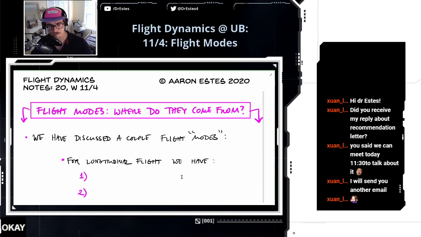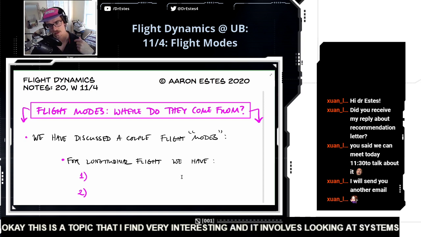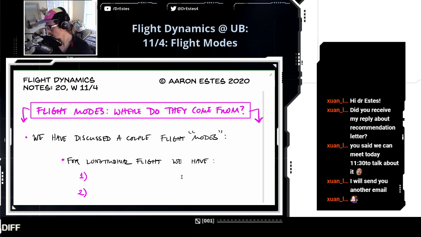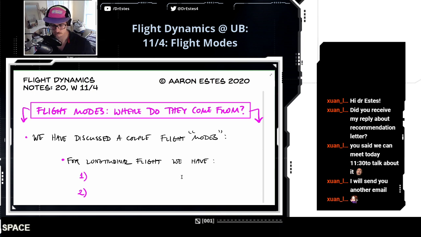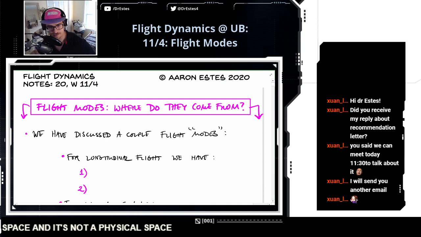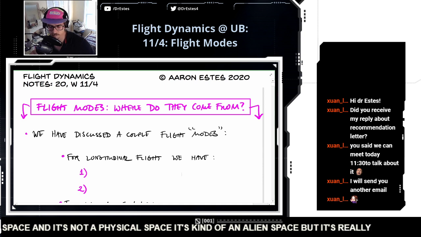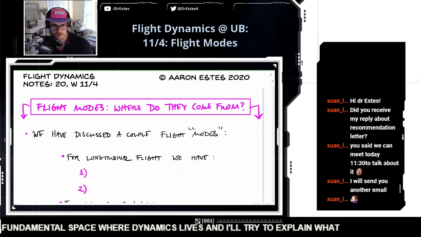Okay, this is a topic that I find very interesting, and it involves looking at systems in a different way. We're going to look at aircraft from the perspective of the modal space. It's not a physical space. It's kind of an alien space, but it's really the most fundamental space where dynamics lives. And I'll try to explain what I mean by that as we go.